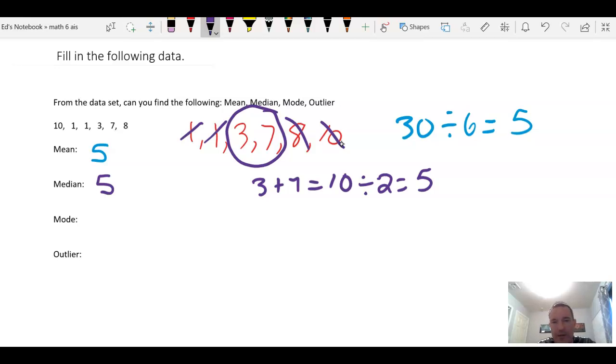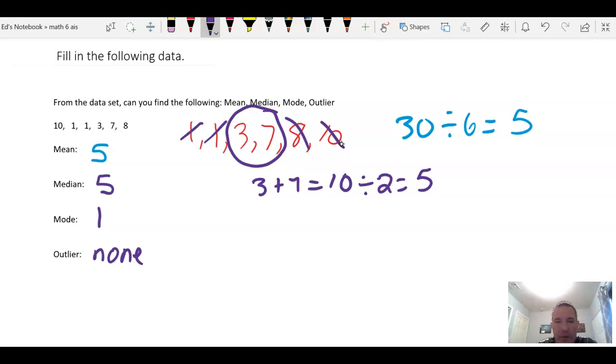All right, do we have a mode? Is there any number that appears more than all the others? In this case, there's 1 that appears twice, and all the other numbers appear once. And is there an outlier? In this case, there is no outlier, so I have to say none or no outlier.